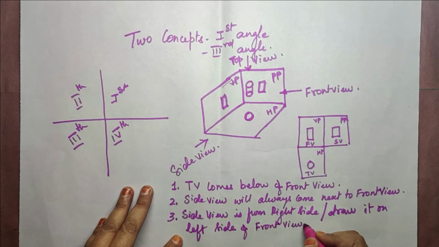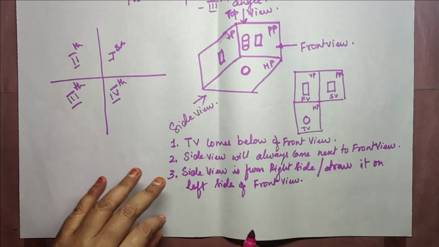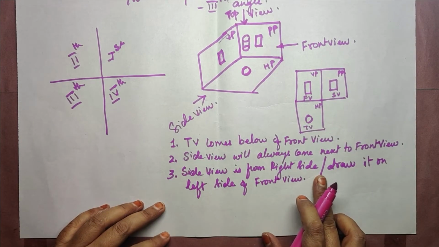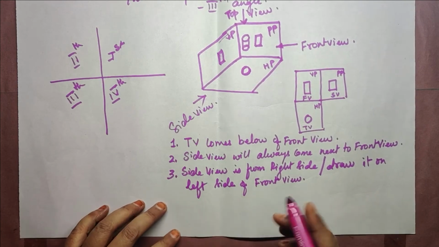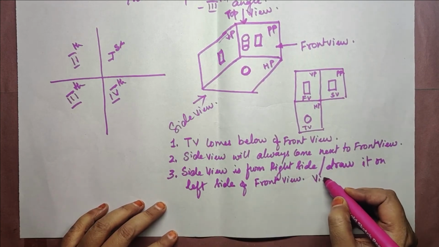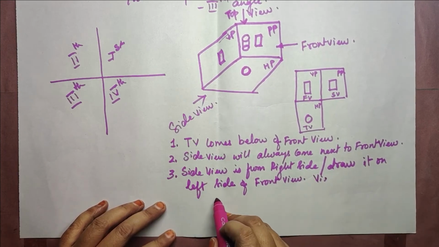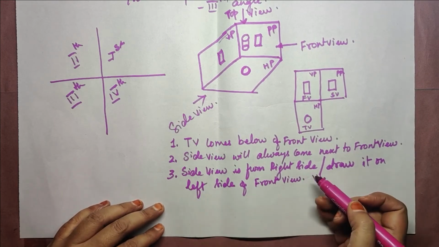Always it will come next to the front view. Okay, so we are going to draw next to the front view. Which side? If it is coming from the right side, we are going to draw it on the left side of the front view. Okay, so vice versa, if it is coming from the left side, you are going to draw it on the right side. Okay, this is very important.